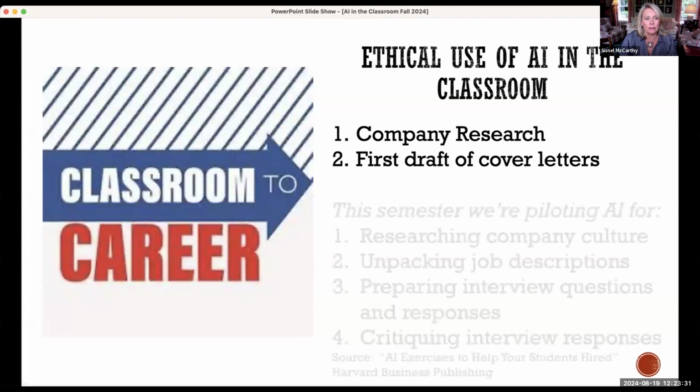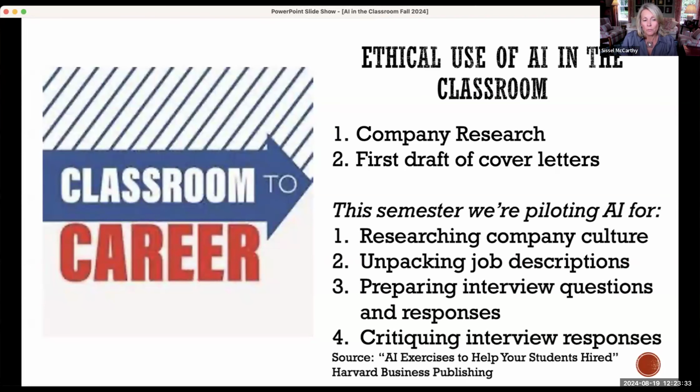If you can go ahead and click. So we got this idea from a Harvard Business School white paper. It's called AI Exercises to Help Your Students Get Hired. So not our idea, but perfect for our course.